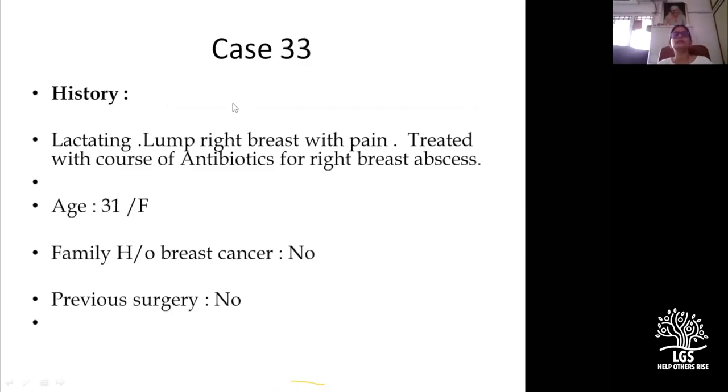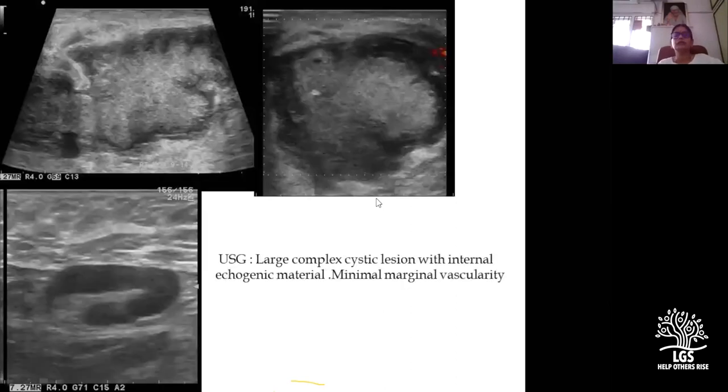So here, this is a 31-year-old lactating woman. She has a lump in the breast with pain. She was already treated with a course of antibiotics, and she came to us, and by the time she saw us, the abscess cavity was large. See this probe width, this is about 5 centimeters, and this is a trapezoid view to accommodate more lateral viewing. This could easily be a 7 to 8 centimeter abscess cavity.